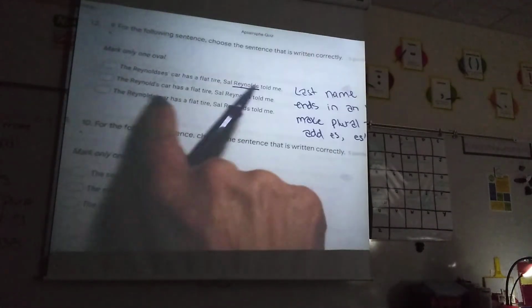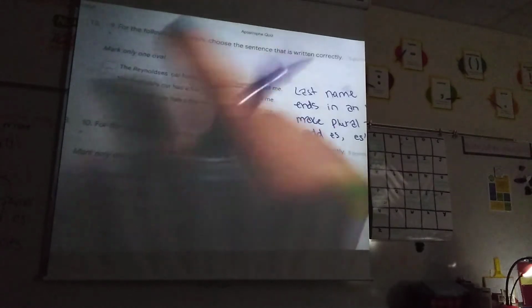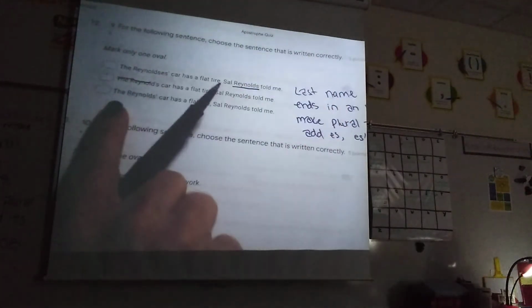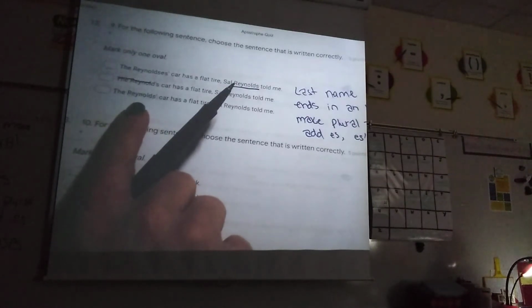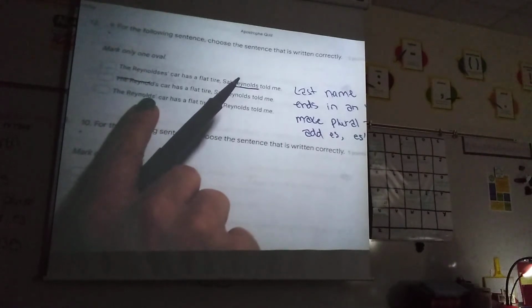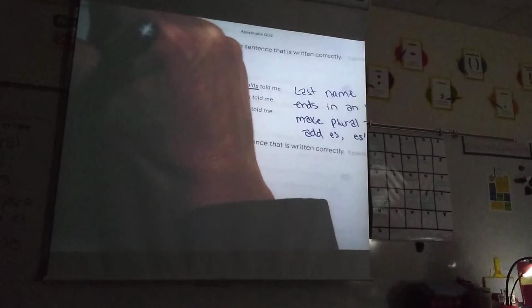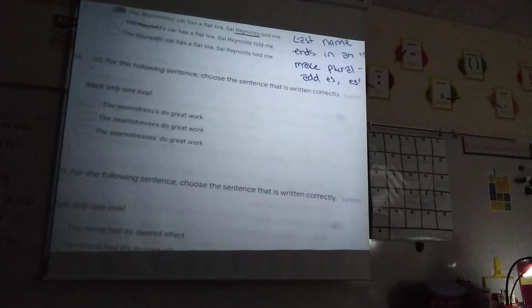This is talking about Mr. Reynolds. His last name is not right, so that wouldn't be right. You're giving possession to just one person because his name is the S. So we have to give possession to the families, but to add the ES and then give possession by adding the apostrophe after.